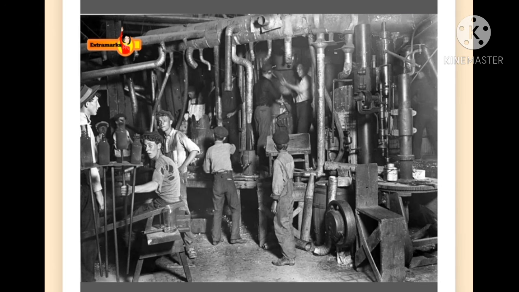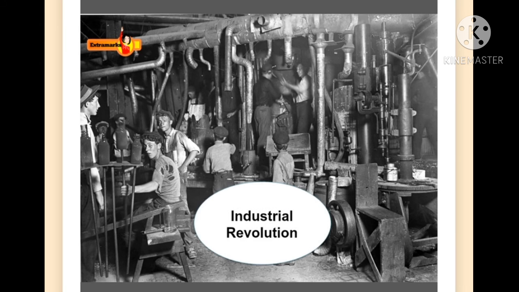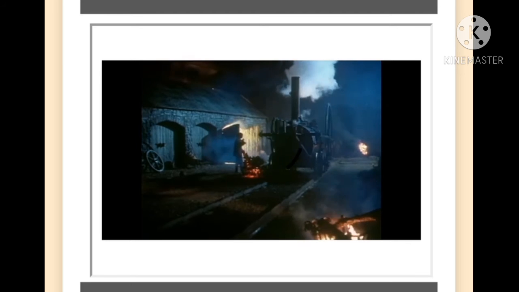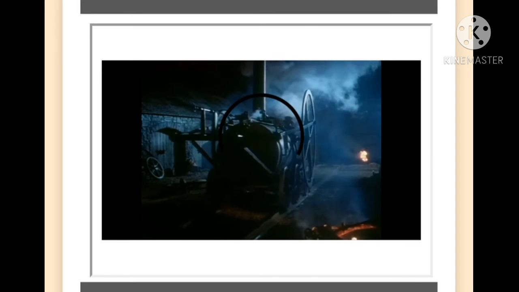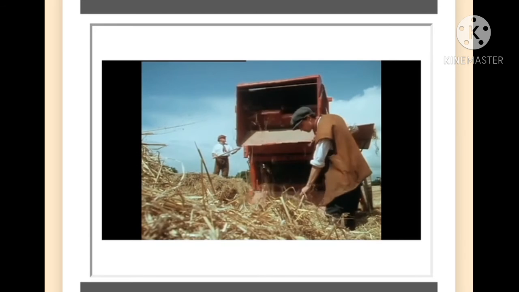Now, let us study about the most important event, that is, the Industrial Revolution. At the end of the 18th century, the first steam engines were built, driven by water heated by coal. Suddenly, horses were replaced by machines on the farm, and factories became mechanized. And these factories could be fed by raw goods brought to them on steam trains.